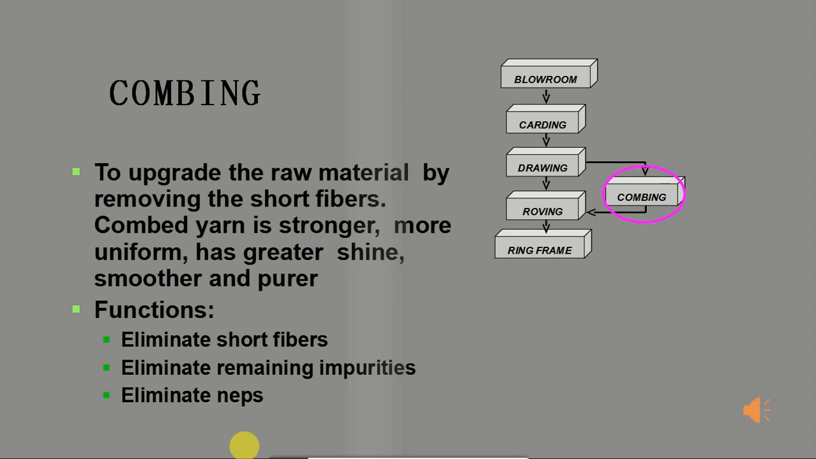Combing. To upgrade the raw material by removing the short fibers. Combed yarn is stronger, more uniform, has greater shine, smoother and purer. Functions: eliminate short fibers, eliminate remaining impurities, eliminate nips.